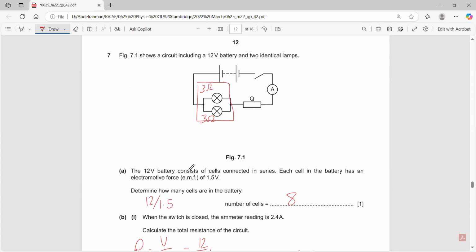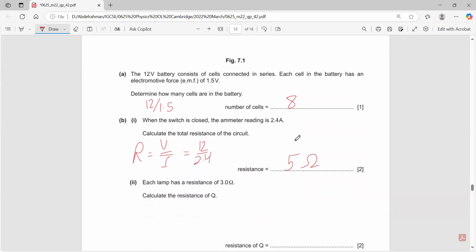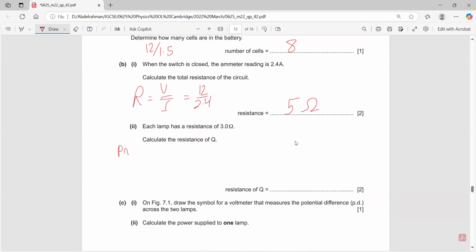I told you before that if you have two resistors or two lamps which are equal in resistance and are in parallel, then the combined resistance would always be half of one of them. If you want to make sure, product over sum: 3 times 3 over 3 plus 3, right? 9 over 6 is 1.5 ohms. These are the two lamps.